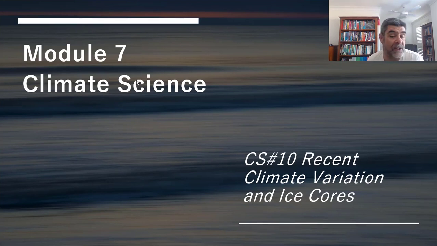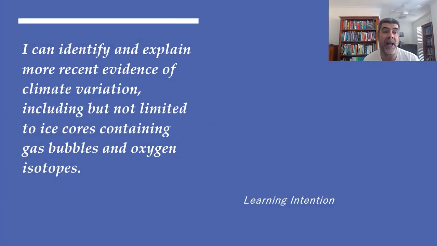We're going to have a look at recent climate variation and ice cores. So what we want to be able to do is identify and explain more recent evidence of climate variation, including but not limited to ice cores containing gas bubbles and oxygen isotopes.